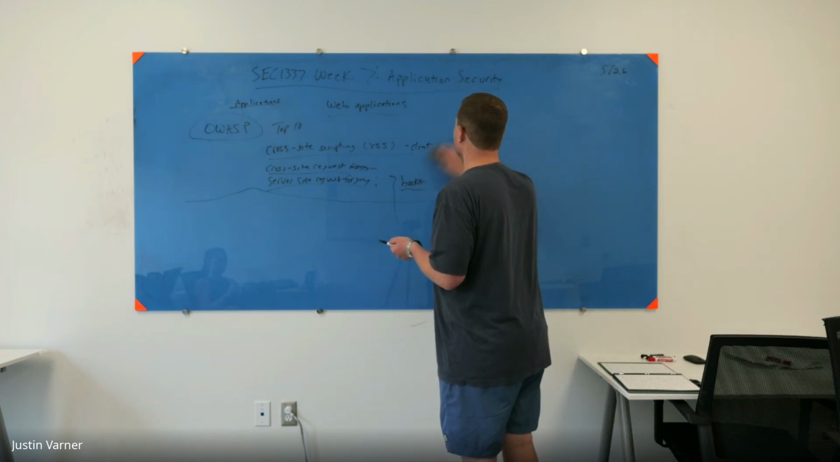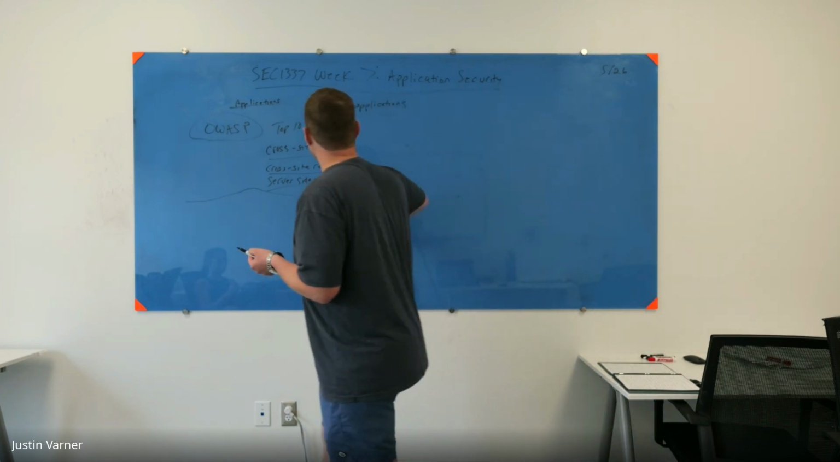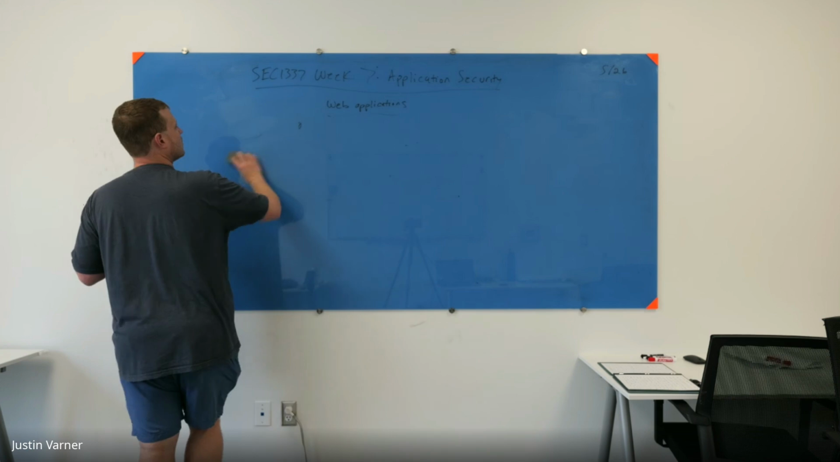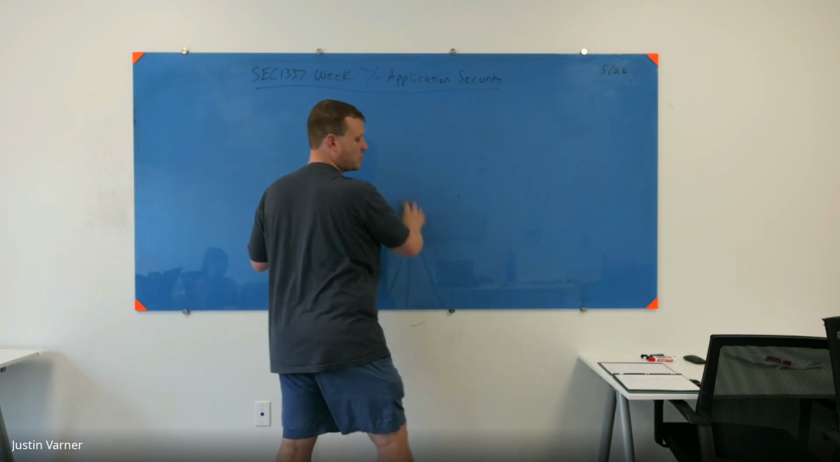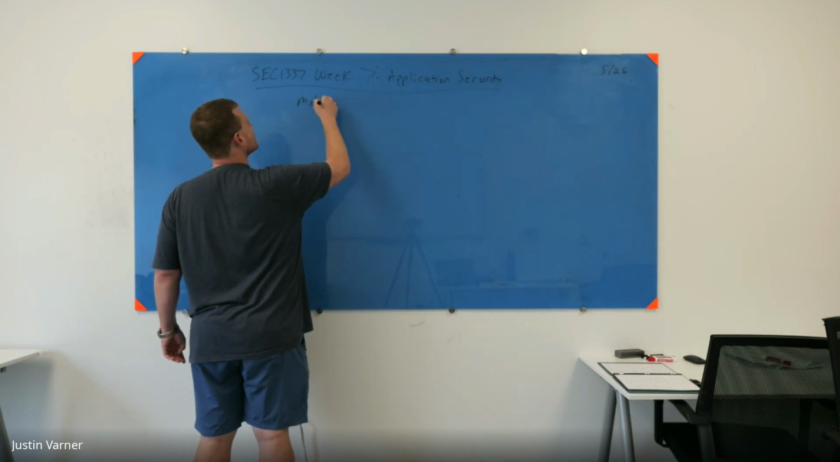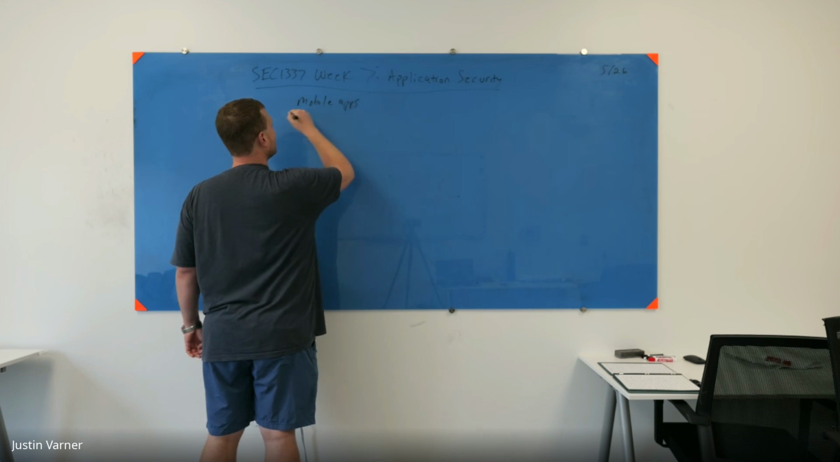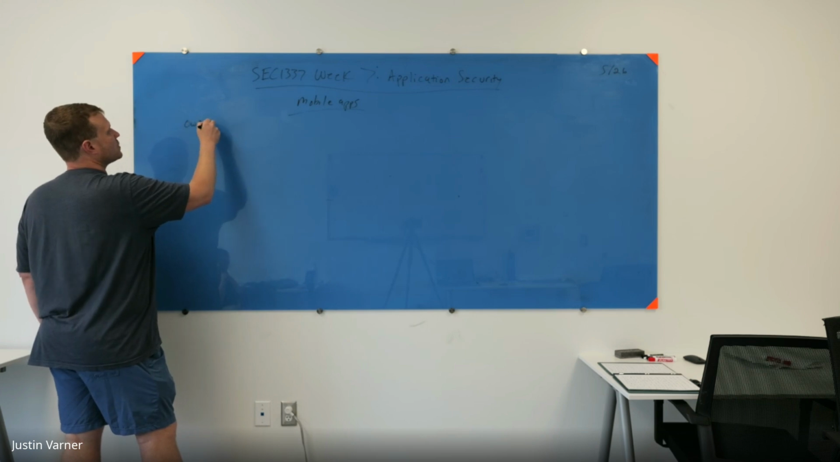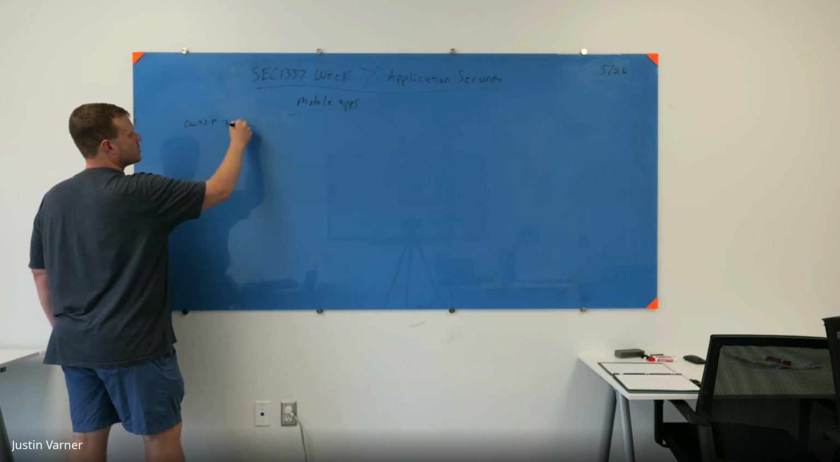Then you move into this new realm of mobile apps. And so there are new considerations for mobile apps here, mobile application security. There is similarly an OWASP top 10, and it's similar but different. With mobile apps, you have a couple different considerations to make here.